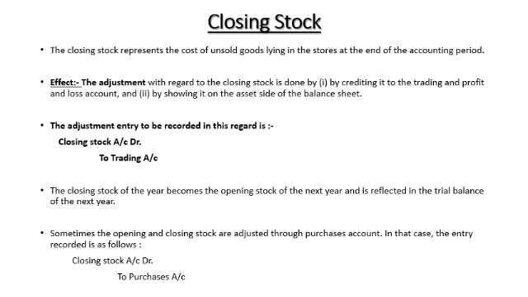Sometimes the opening and closing stocks are adjusted through the purchase account. It means then the entry will be passed closing stock to purchase account. So when the entry is passed closing stock to the purchase account, then the closing stock will go to the assets and the value of the closing stock will be deducted from the purchases. You have two options, but option number one, closing stock to the trading account, is getting much more popularity.